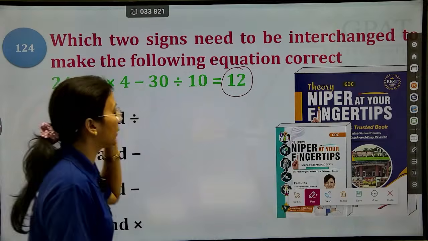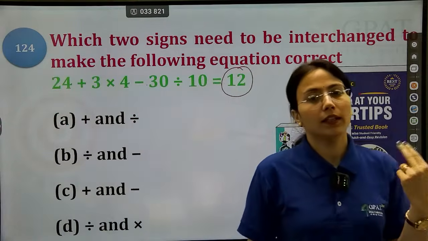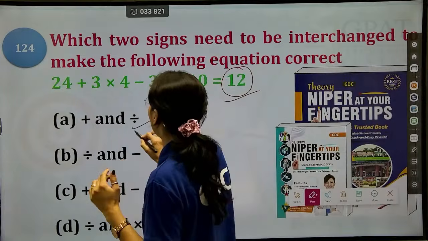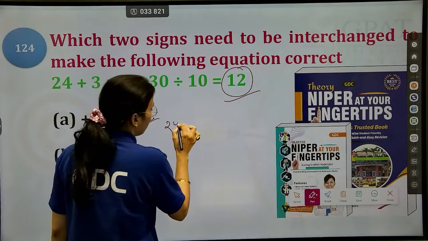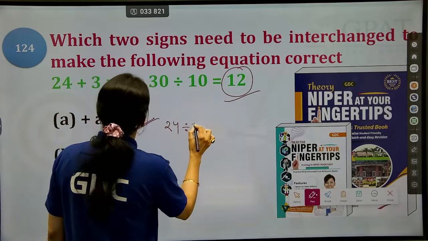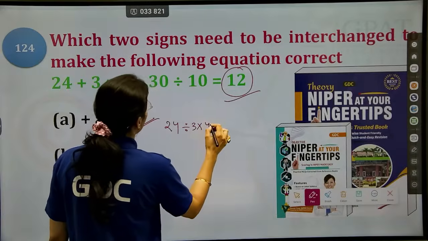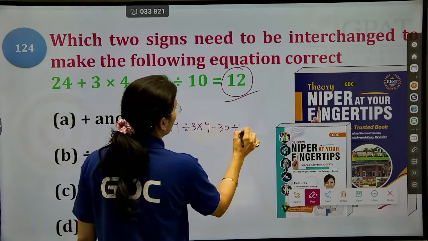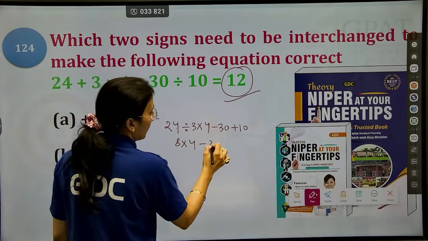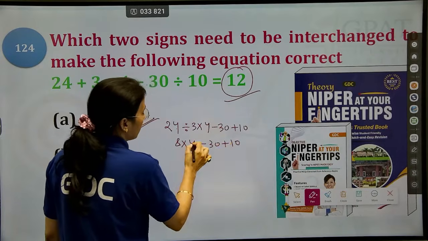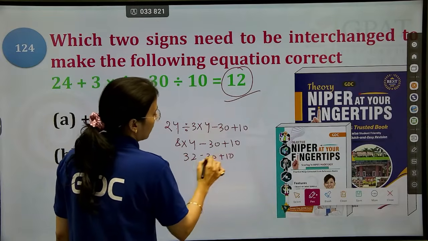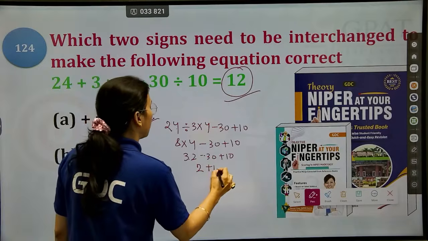So we have to interchange any signs so we get 12. If we see our option number 1, that is if we interchange plus by division, that is 24 divided by 3 multiply 4 minus 30 plus 10. Okay, so 24 divided by 3 is 8, 8 multiply 4 is 32, minus 30 plus 10. So 2 plus 10 is equal to 12.